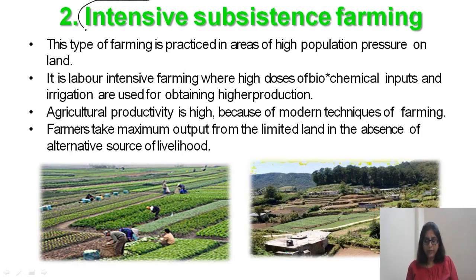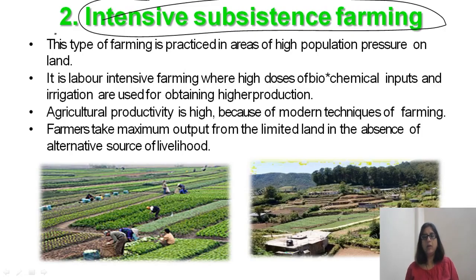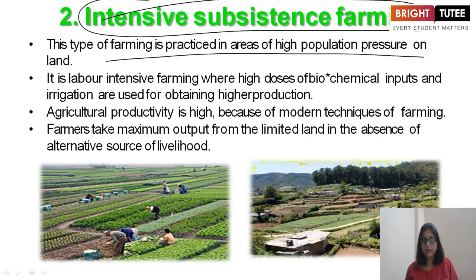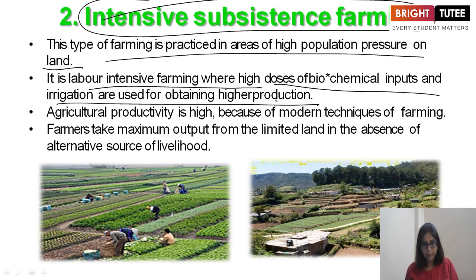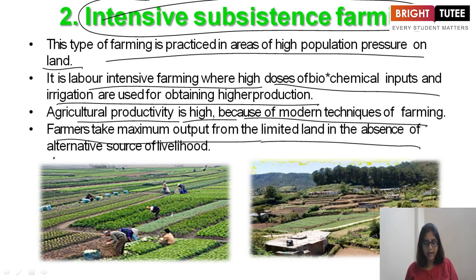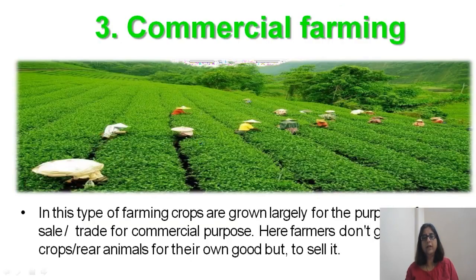Now let's move to intensive subsistence farming. Now what is intensive subsistence farming? This type of farming is practiced in areas of high population pressure on land. It is labor intensive farming where high doses of biochemical inputs and irrigation are used for obtaining higher production. Agricultural production is high because of modern techniques of farming, and farmers take maximum output from the limited land in the absence of alternative sources of livelihood.